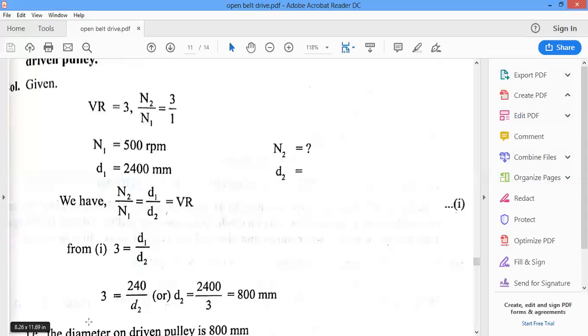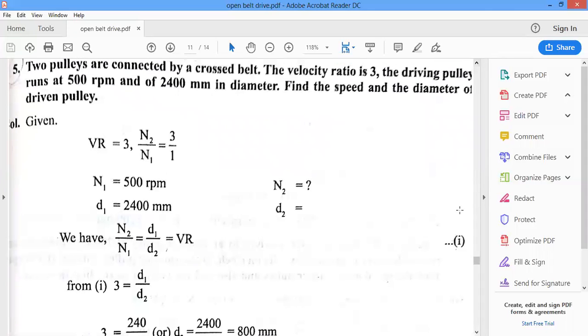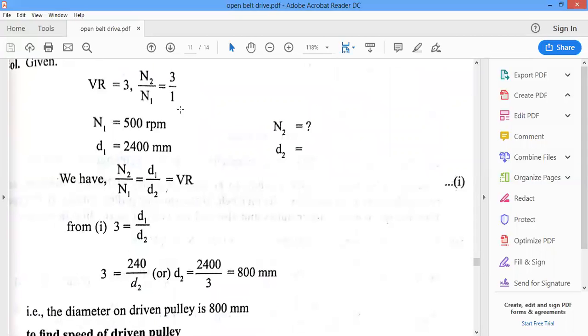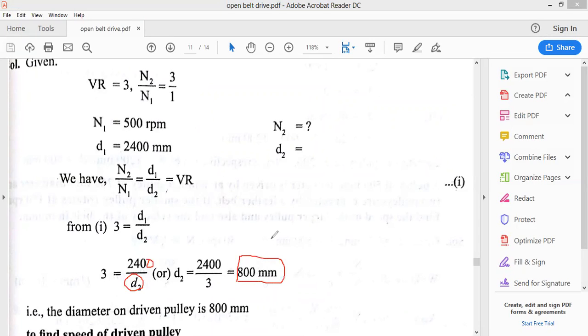How much have they given? 2400 mm. Okay, mistake, it's actually 2400 mm. There's a printing mistake over here. So we can now find out D2 is going to be 800 mm, which is the diameter of the driven pulley.